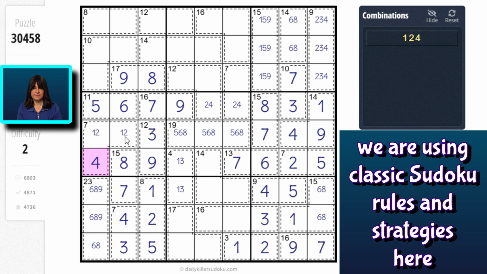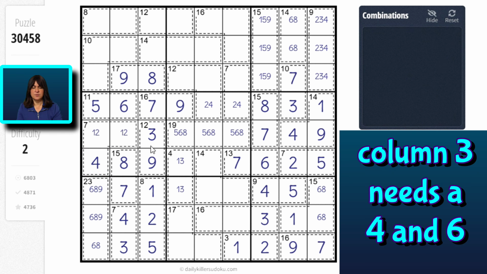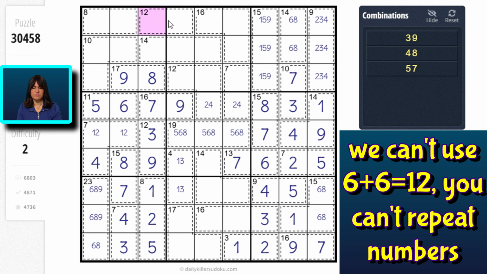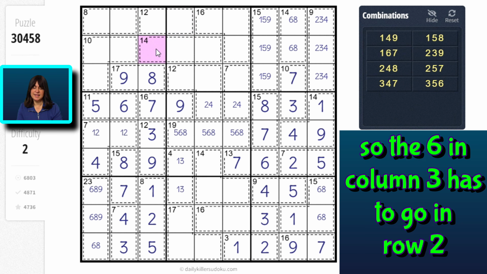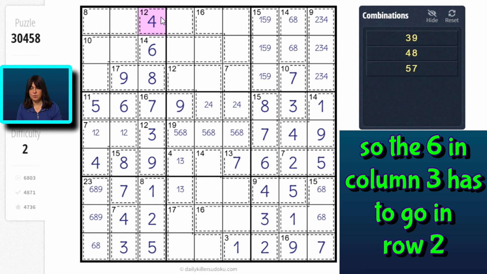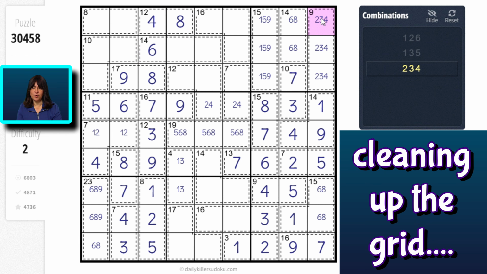Okay, let's look around. And so column 3 needs a 4 and a 6. But this can't be a 6 since the sum of this cage is 12, and you can't use 6 and 6. That would mean repeating a number. So that means this cell has to be the 6, and then this cell is the 4, which makes this the 8. Nice. And I can eliminate the 4 here and the 8 here. Oh, and the 9 here, I missed that.